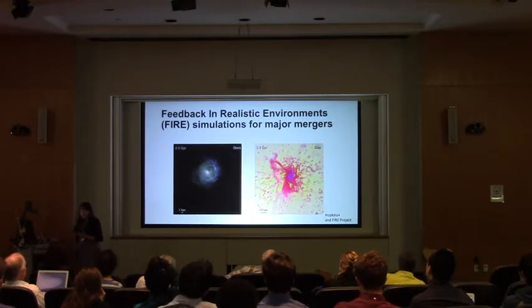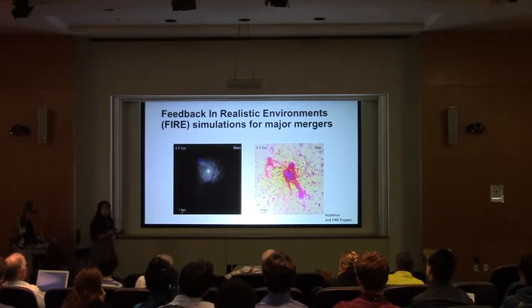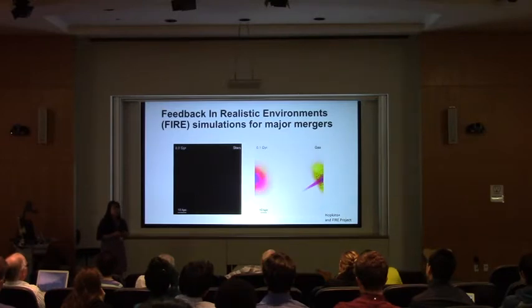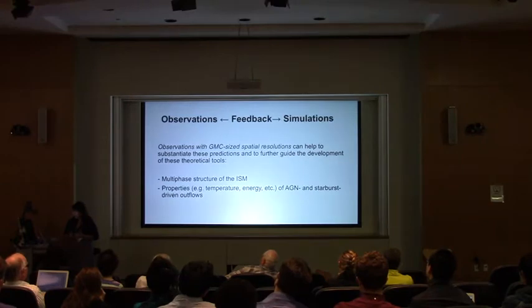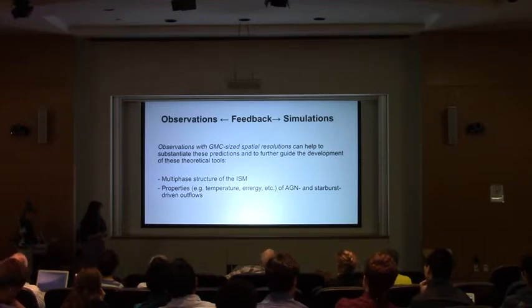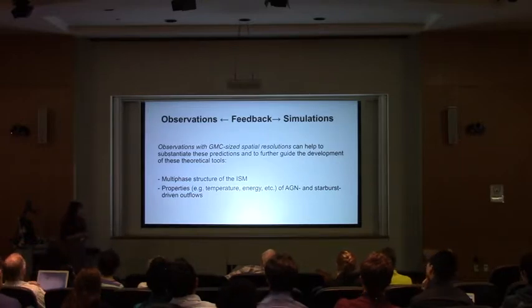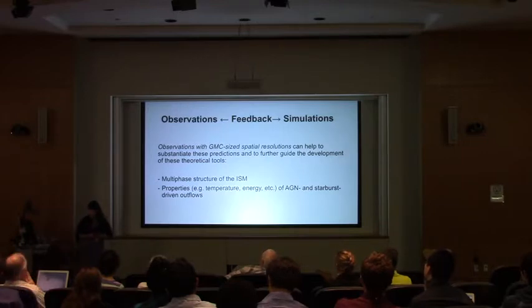Now, I won't claim to be an expert on simulations, but there are a lot of free parameters and subgrid model physics that go into these simulations that we don't really understand. And so what we really want then are observations with similarly GMC-sized spatial resolution that could help us compare to simulations and actually constrain the physics. And in particular, we want to be able to probe the multi-phase structure of the ISM, as well as looking at the properties of these AGN and supernova-driven outflows.